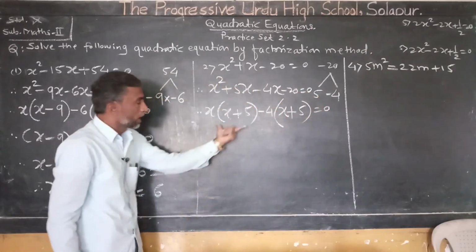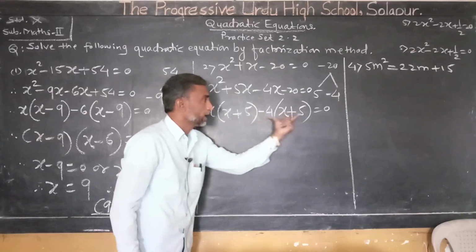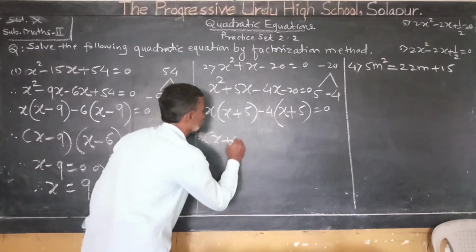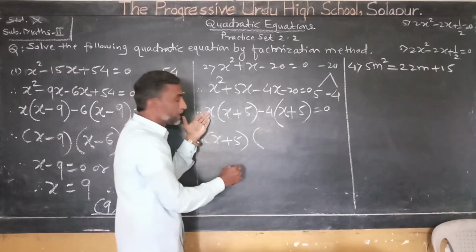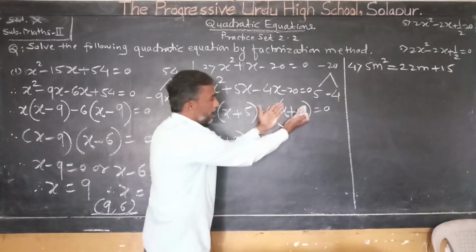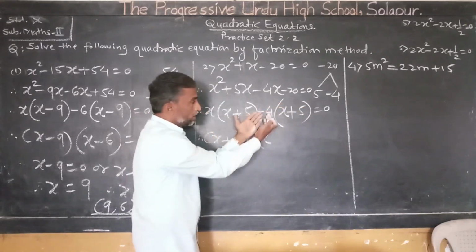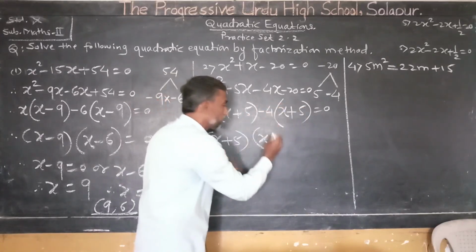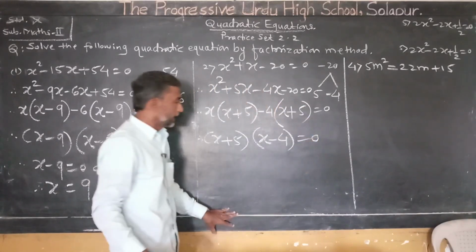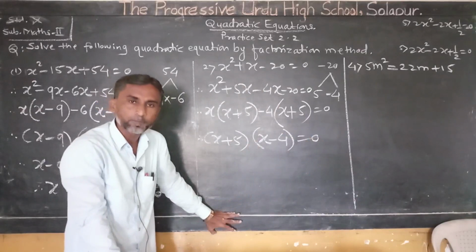Now if you observe, again we get x plus 5 as common. So take x plus 5 as common. What will remain here? Write it in the next bracket, x will remain. Here x plus 5 we have taken common. What will remain? Minus 4 will remain. Complete the bracket, is equal to 0. In this way, two linear factors are formed.